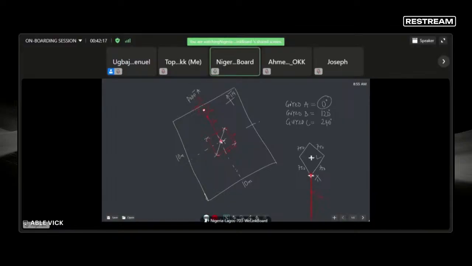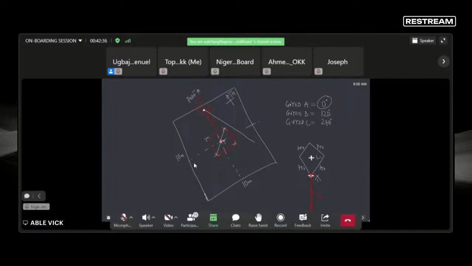Person needs to stand at the middle of the tower. The guy standing at point A needs to take his tape to 8.66 meters. We'll be having something like this. The guy standing at the middle of tower needs to take his tape to 5 meters. We'll be having something like this. Where the two tapes will intersect, this is 8.66 meters. This is 5 meters. Yes.